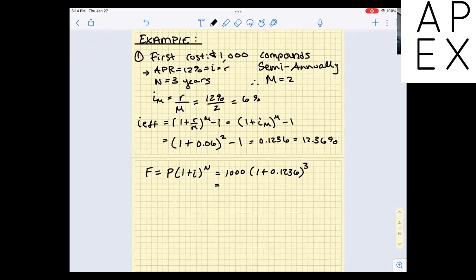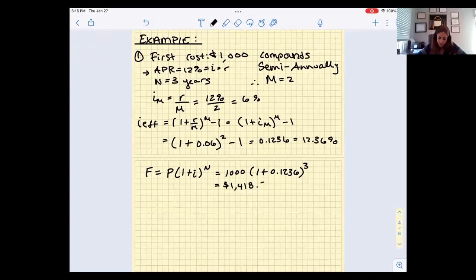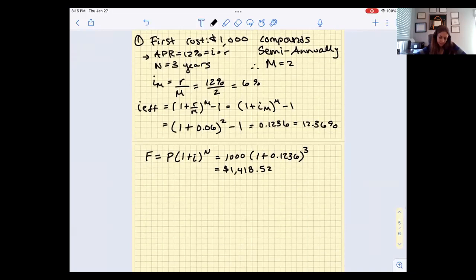1,418. So you get $1,418.52. So that is one way to look at it. We had to figure out effectively what the true annual interest rate is because it compounds more than once a year. Then, once we found that out, I effective, we could use that in the equation and use the years to figure out what the total amount is.